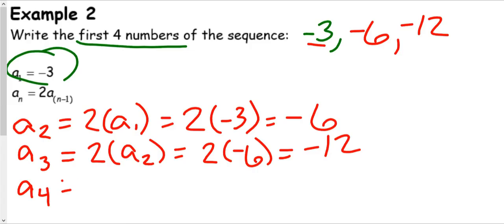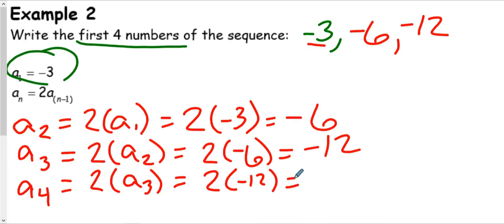Go ahead and find the fourth term. So the fourth term would be A sub 4. So we're going to take 2 times the previous term, which was A sub 3. And we just found that A sub 3 is -12. So 2 times -12 is -24.